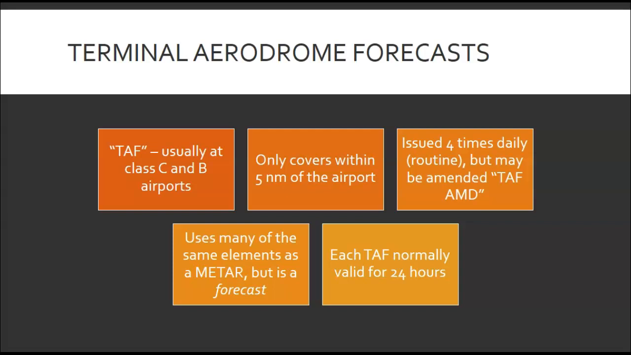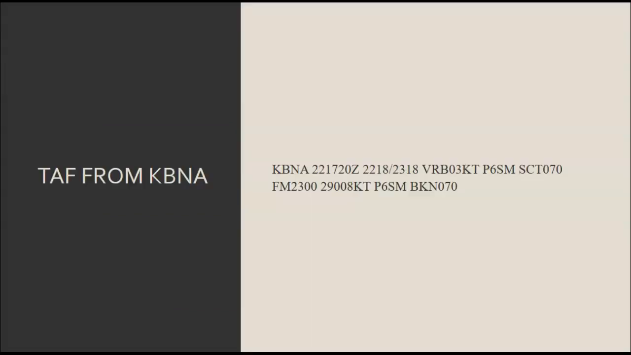TAFs are usually issued for Class Charlie, Class Bravo airports, and again, it only covers an area of 5 nautical miles around the airport. It's issued 4 times a day, but they may issue an amended report if something significant changes. It uses many of the same elements and same abbreviations as a METAR, and each TAF is valid for 24 hours. Here's a TAF for the Nashville International Airport, KBNA.